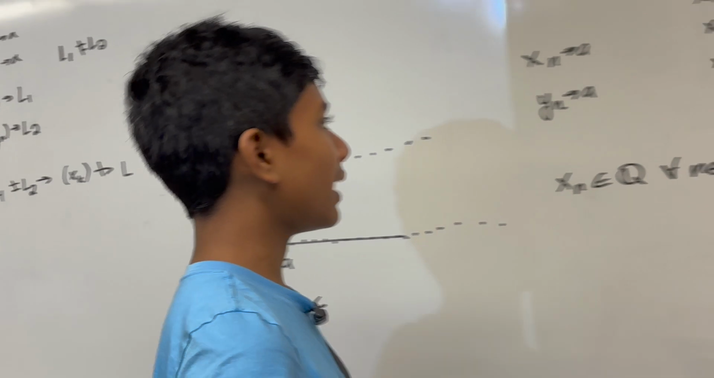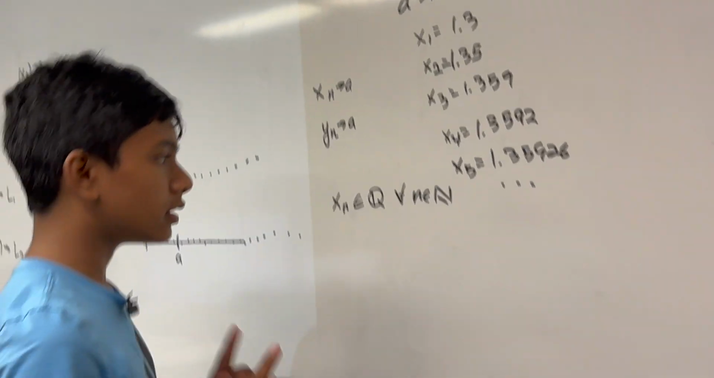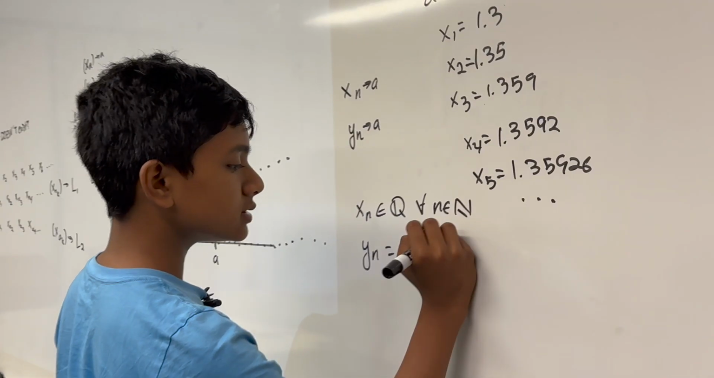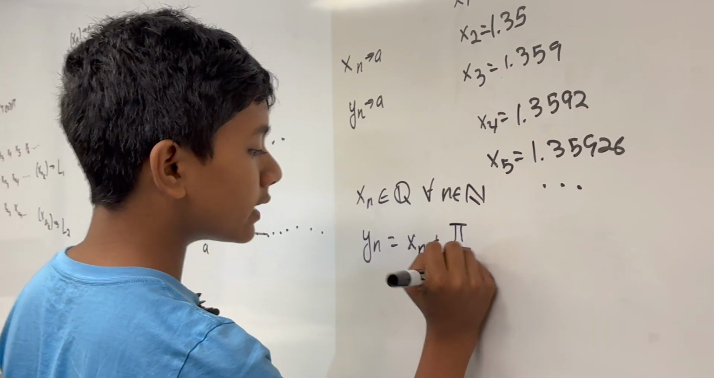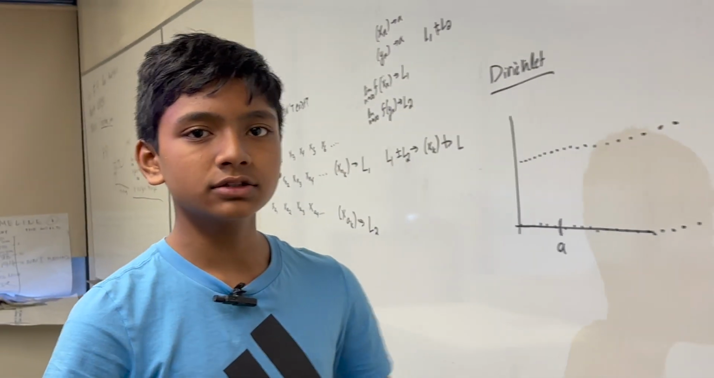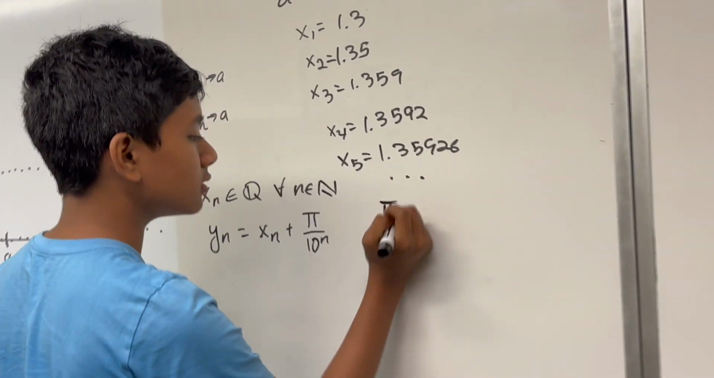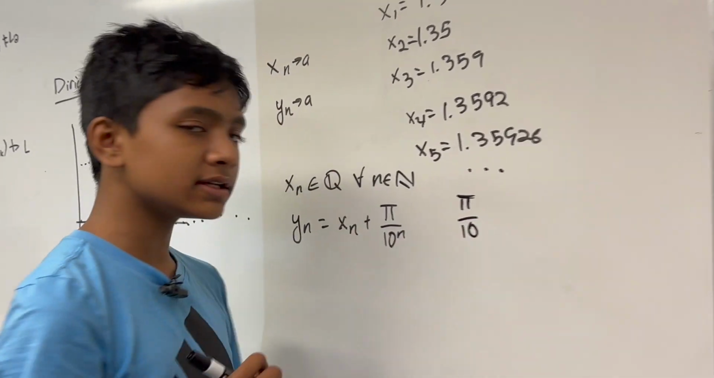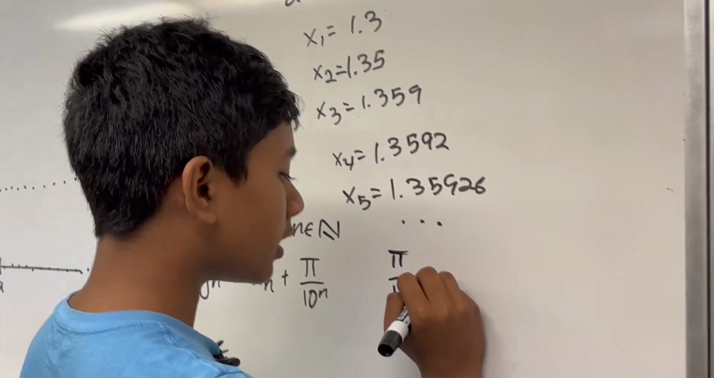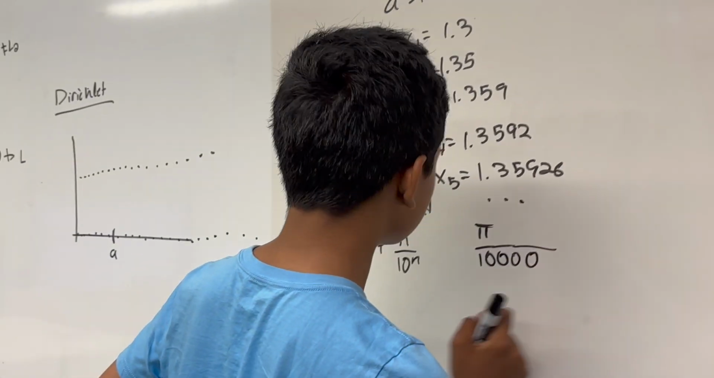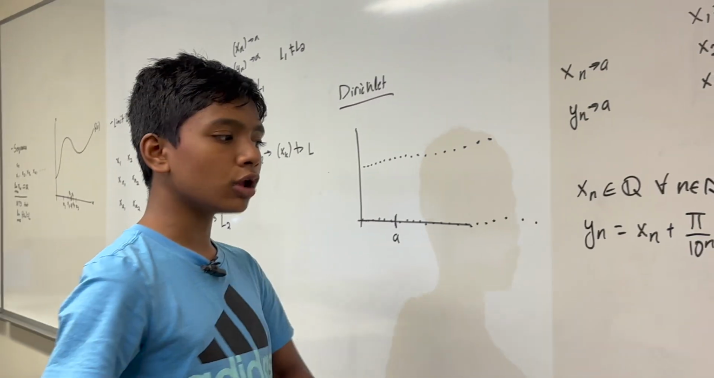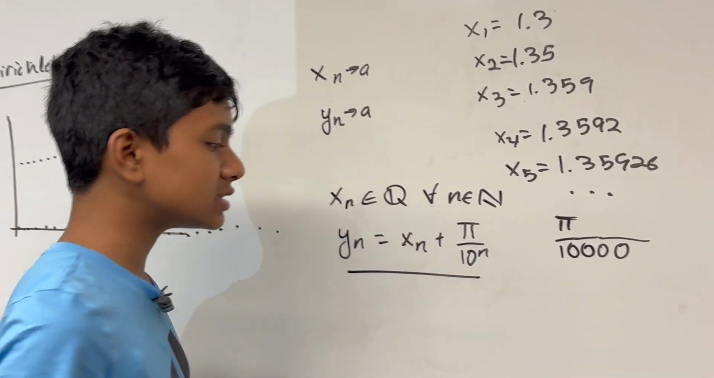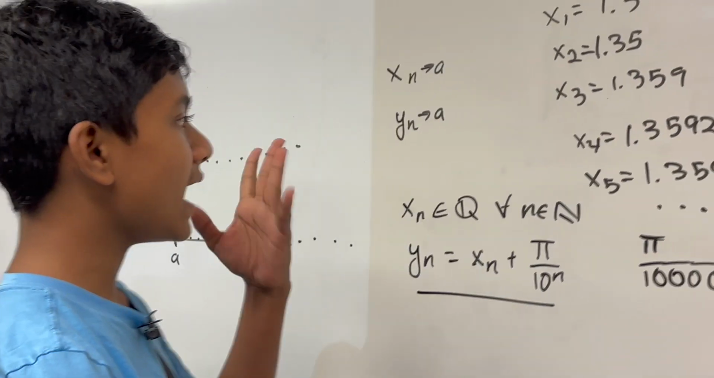So now, what about yn? Well, I've got a very nice proposal. yn is just equal to xn plus pi divided by 10 to the n. Now here's the thing. Pi is irrational. Since pi over 10 is just moving everything one digit over to the left, pi over 10 is also irrational. So is pi over 100 and 1,000 and 10,000. But this term is getting smaller and smaller as n approaches infinity, so we can say this still approaches the same limit as xn, which is A.